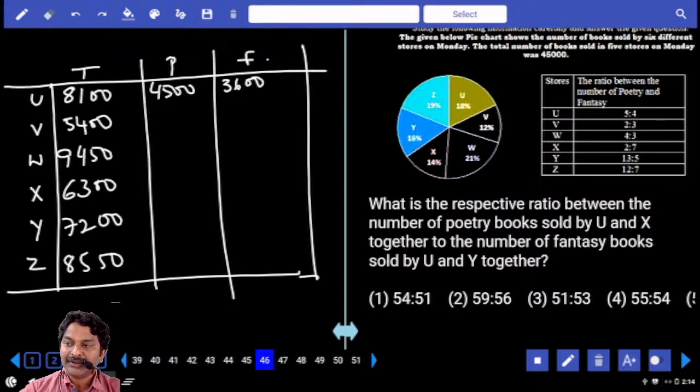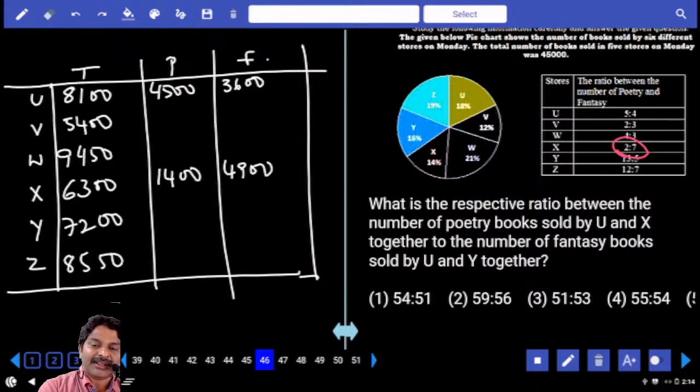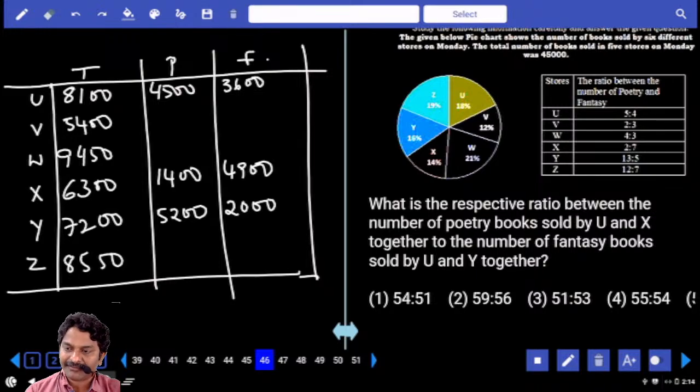Then go to X. Again here also we have 9 parts. 9 how many times is 6,300? 7 times. 7 into 2, 1400. 7 into 7, 49. Then Y value total 18 parts. 18 how many times? 4 times. 4 times 50, 200. 5 into 4, 20. Okay, for this question these values are enough.